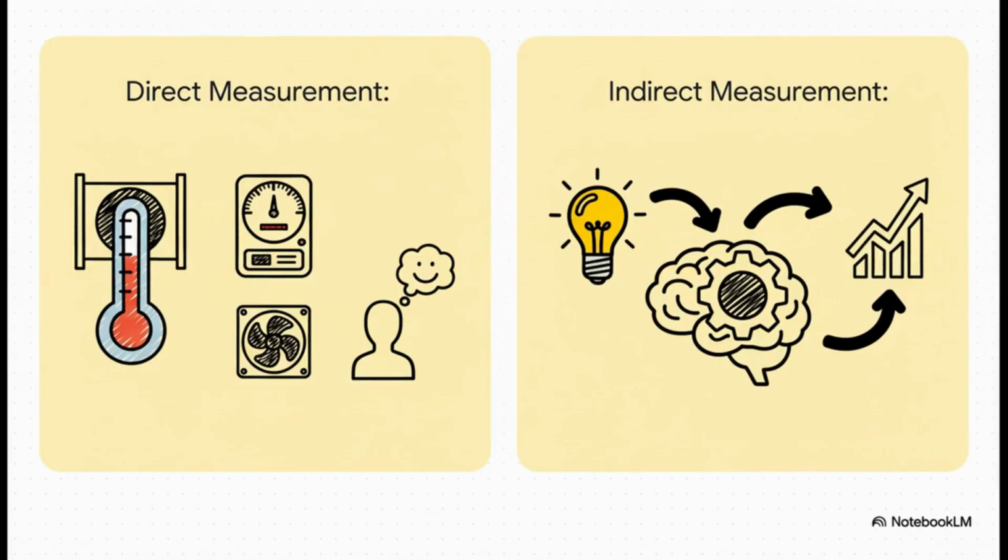Let's make this real with something we all know, an HVAC system. A direct measurement is easy. You put a thermometer on the wall for the temperature. You read the energy meter. You could even survey the people in the building to ask if they're comfortable. But what about something like energy efficiency? You can't just measure that with one device. You have to measure how much energy is going in and then compare it to the system's output. See? That's an indirect measurement.